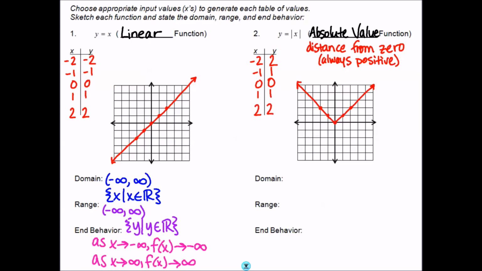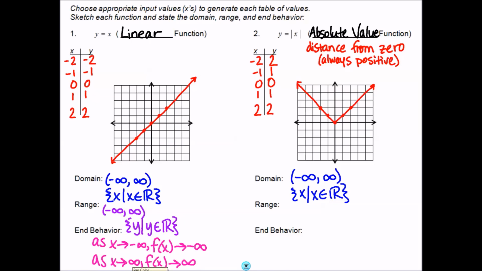So if we look at the domain of this function, on the left, the graph continues on forever. On the right, the graph continues on forever. So the domain is -infinity to infinity, or in set notation, x, such that x is an element of the real numbers.